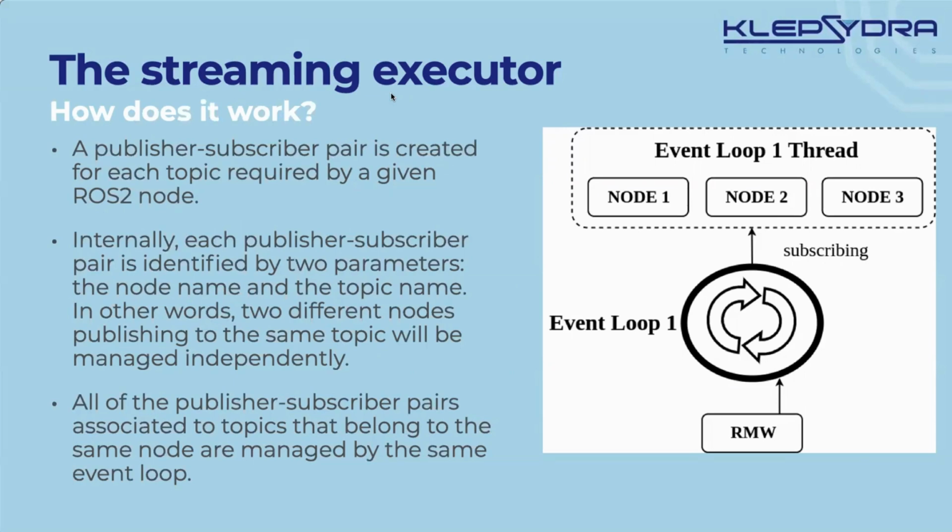So when there is a new message coming from the RMW, for example, for topic 1, and node 1 and node 2 are connected to topic 1, they will both have their own subscriber connected to the event loop. So they will receive the data sequentially, in whatever way the event loop receives the data. And the event will be published twice. That doesn't mean that the memory will be copied twice. There will be just one memory copy, but the event will be published twice.